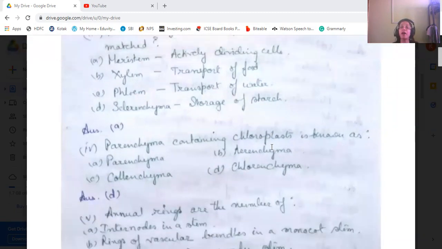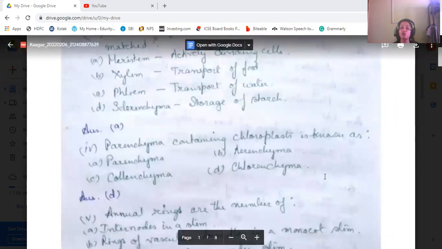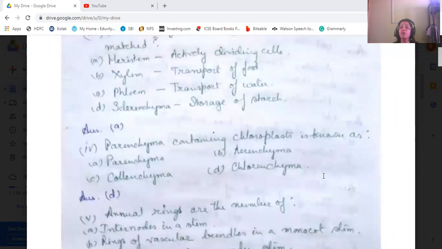Next question is, parenchyma containing chloroplast is known as parenchyma, arenchyma, collenchyma, or chlorenchyma. See, parenchyma, which contains chloroplast, is known as chlorenchyma and not the A, B, or C options.